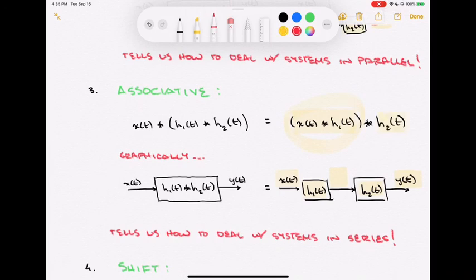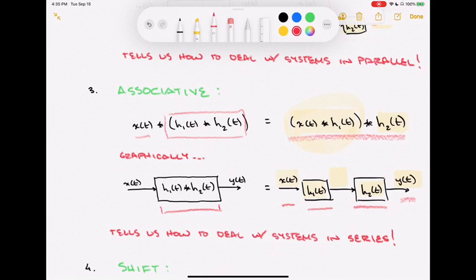So this right-hand side here, X convolved with H1 as a quantity, then convolved with H2, could be graphically viewed as X going through a system H1 in series with another system H2 to give us some output. If the associative property is true, this is the same as X convolved with just a single thing. So that's like X going through a single system block. And that single system is going to have an impulse response that can be gotten as just the convolution of the two individual system impulse responses, H1 and H2.